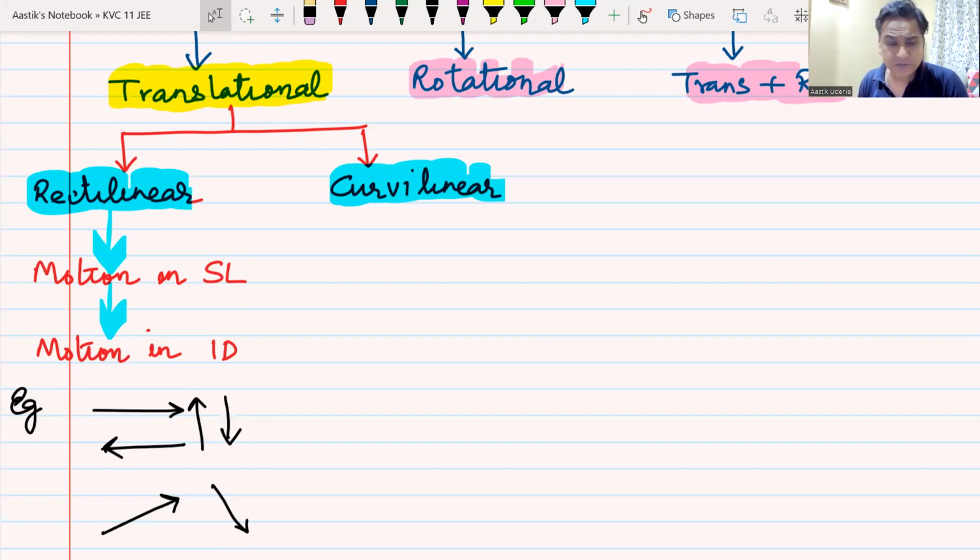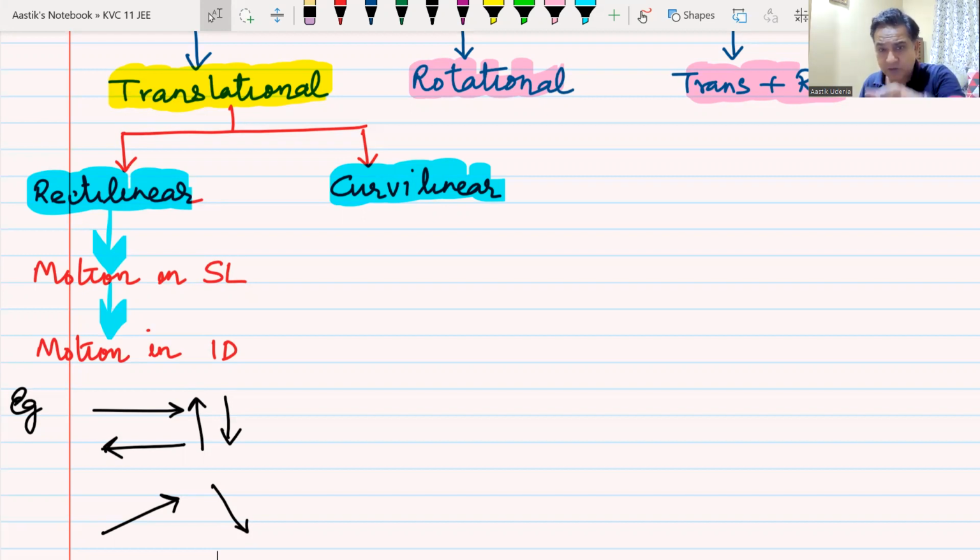Only motion in curves or projectiles. It cannot be motion like this. Is it not curvilinear? That's rectilinear, sir. No, that is not rectilinear. If I just move like this, this is rectilinear. If I go like this, this is not rectilinear now, because it is a projectile, sir.